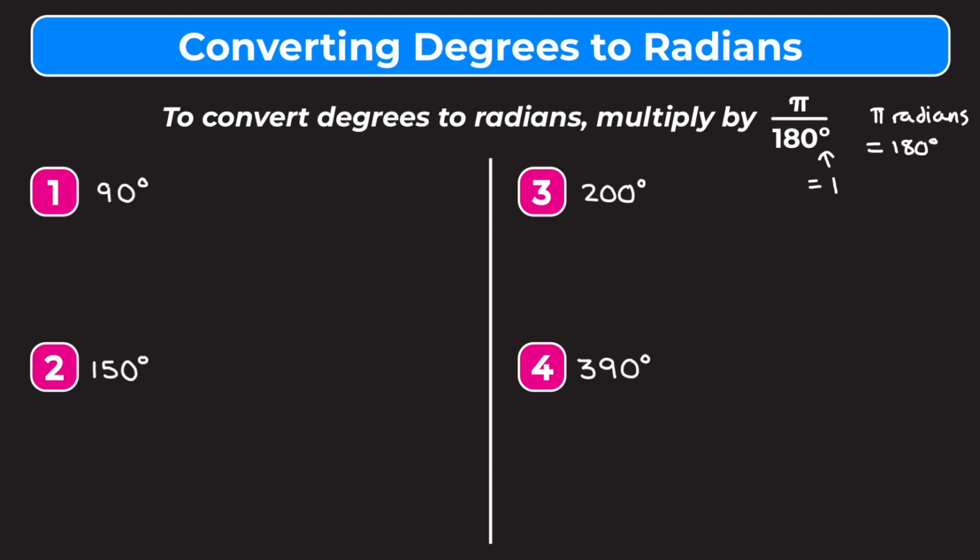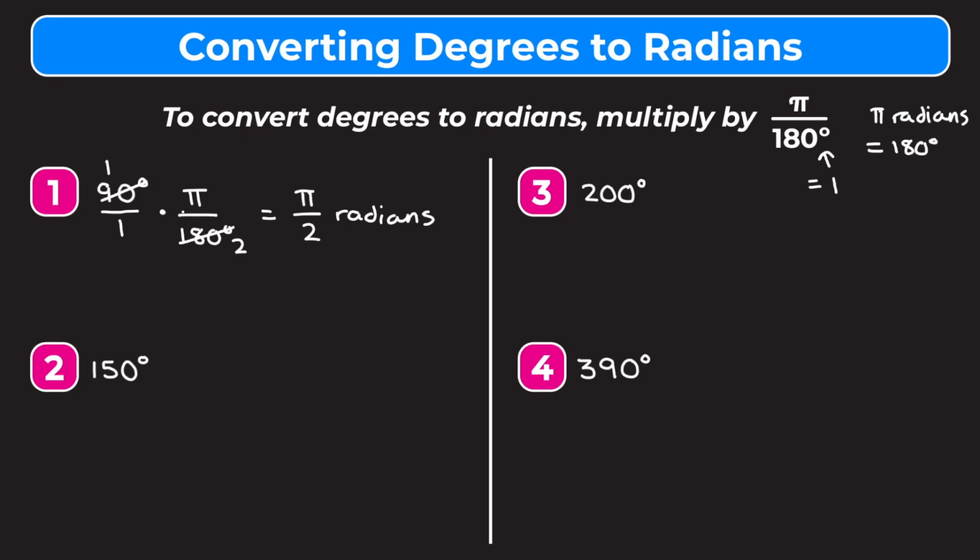So let's use that rule for example 1. We have 90 degrees, and we want to multiply it by pi over 180 degrees. First I'm going to put 90 degrees over 1 to turn it into a fraction. Now we're going to multiply by pi over 180 degrees, and we're going to want to cross reduce. So we can divide 90 degrees and 180 degrees both by 90. 90 divided by 90 gives us a 1 up top. 180 divided by 90 gives us 2 down here. If we multiply straight across, 1 times pi is pi, 1 times 2 is 2, so we get that 90 degrees is equal to pi over 2 radians.